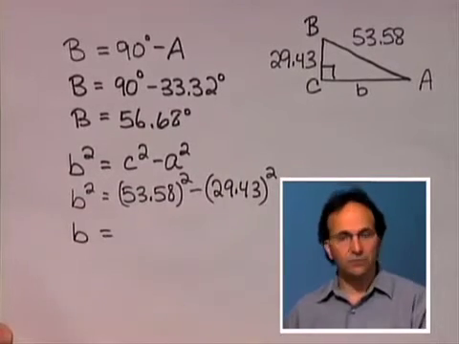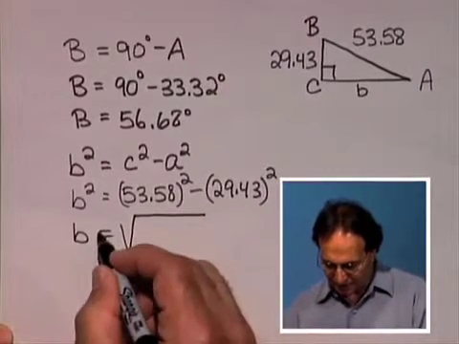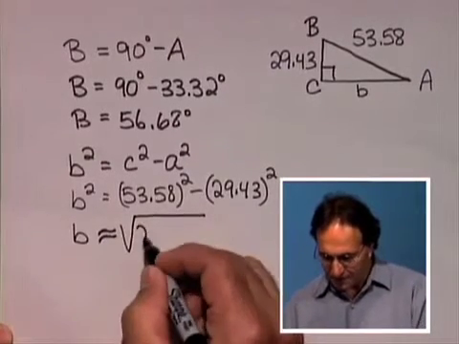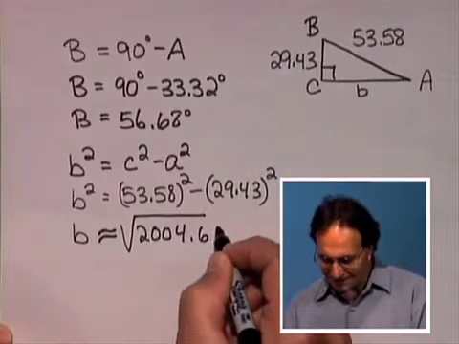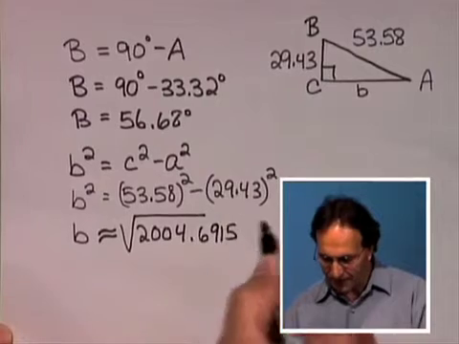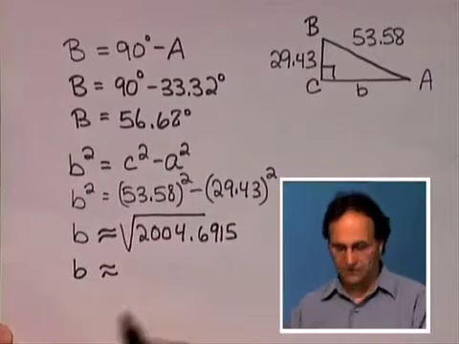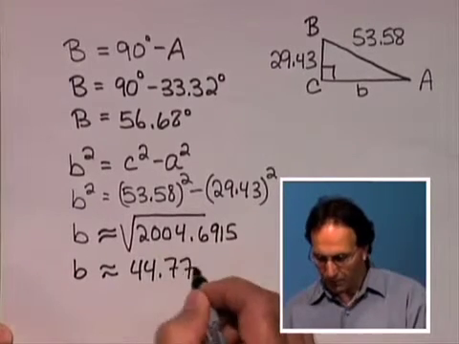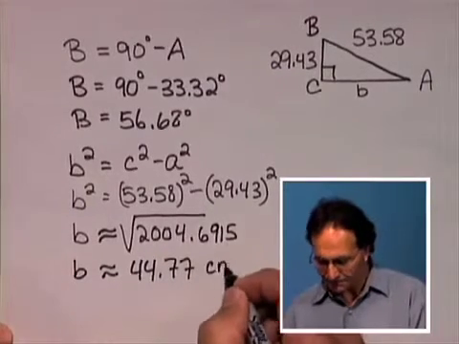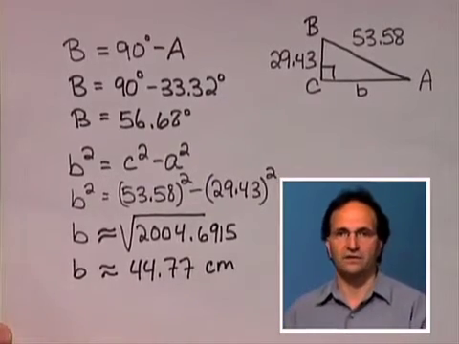B will be equal to the square root of, and I should put approximately, 2004.6915, and that from a calculator will give us that B is approximately equal to 44.77, and the label is centimeters. So now we've solved the right triangle.